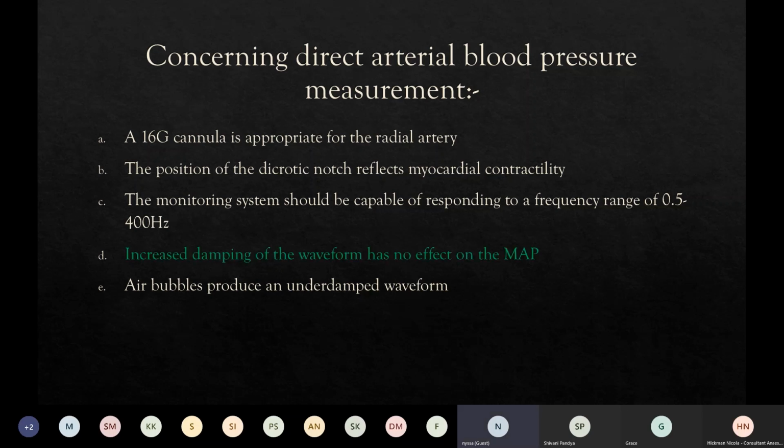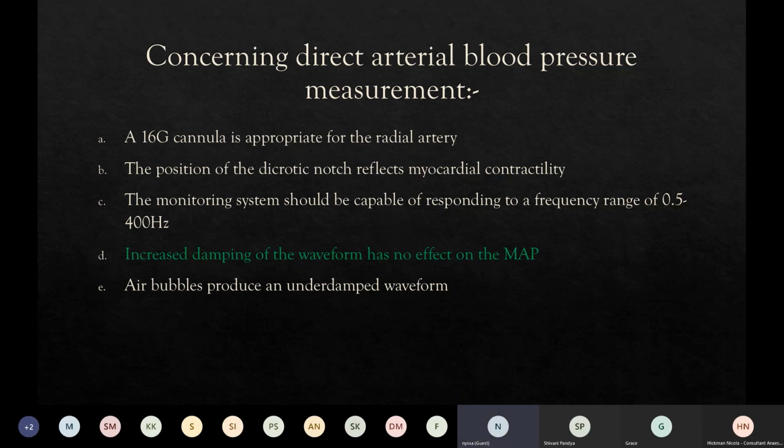Basically, a 16 gauge cannula is way too big. You might think, oh, 16 gauge, that'll give me really good flow, but you're basically just going to risk seriously damaging the artery. So I think usually 20 or 22 gauge is what's recommended.